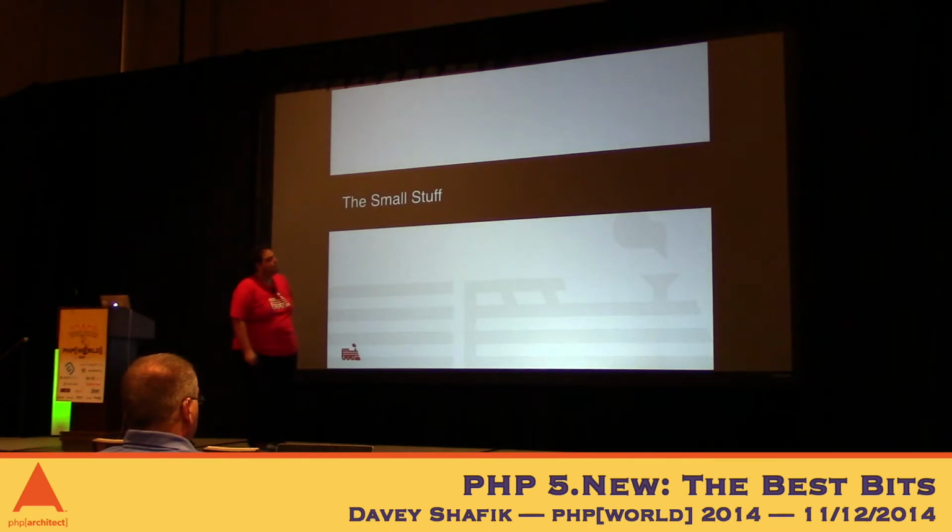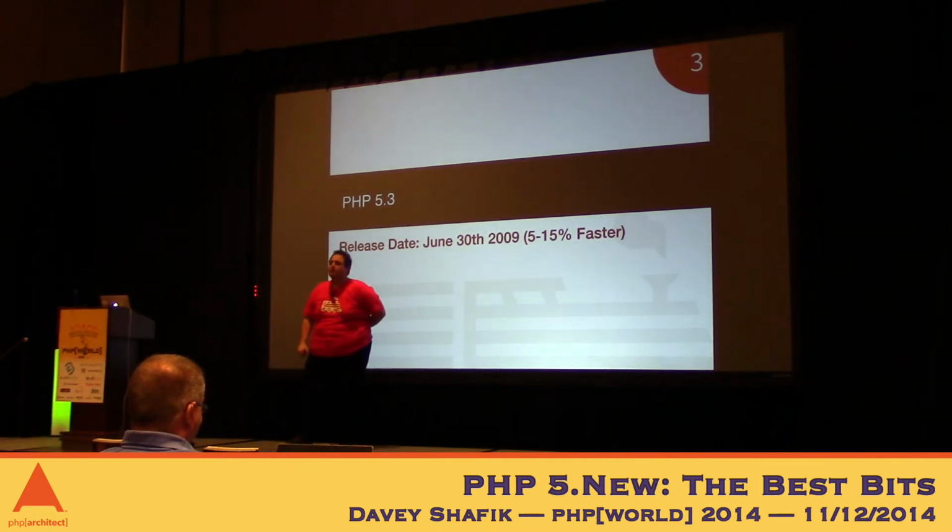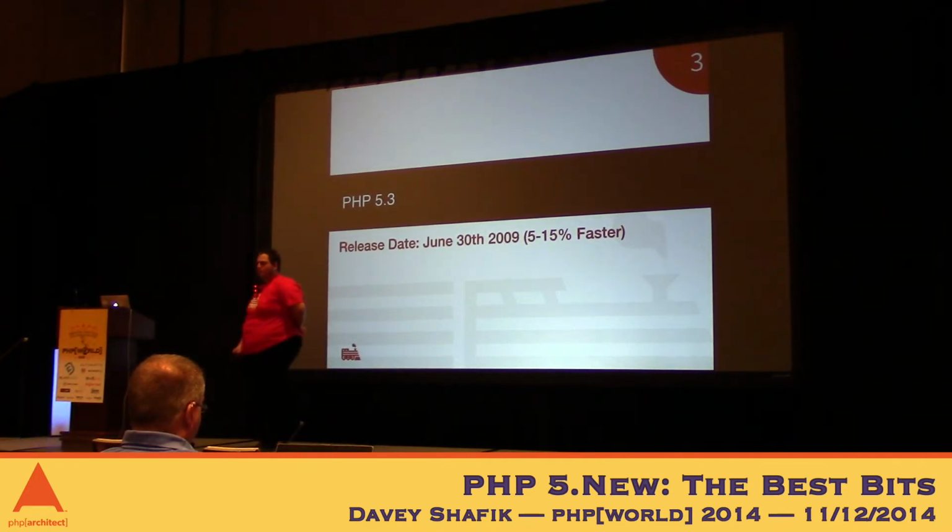So we're going to start with the small stuff. PHP 5.3. Anyone not using 5.3 yet? Everyone using every feature of 5.3? Let's find out. It was released June 30th of 2009. That is now 5.5 years old. It was 5 to 15% faster than 5.2. That was quite a big win.